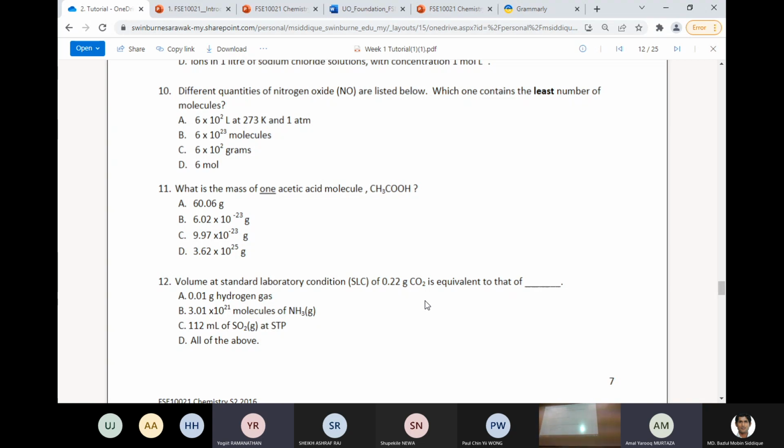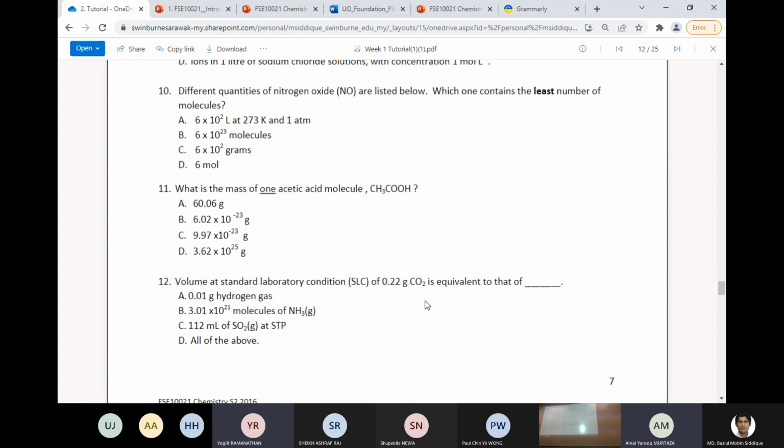Which one is the bigger number? Sorry, least number. So B is the least number, right? Because 6 moles is 600 grams, of course, big. 600 liters, of course, is much bigger. And 6 moles still has 6.023 times 10^23 molecules. So B is the correct answer because this is the least number.